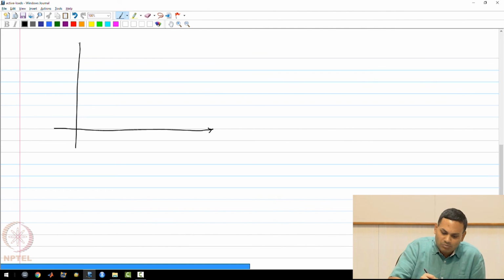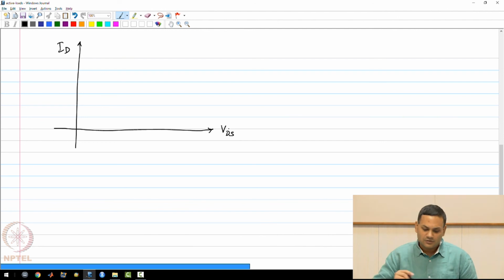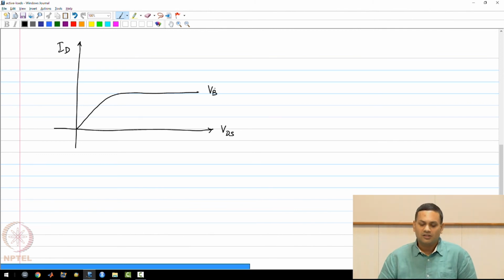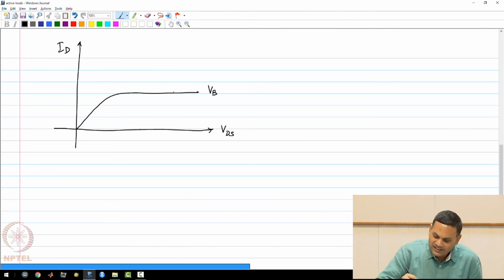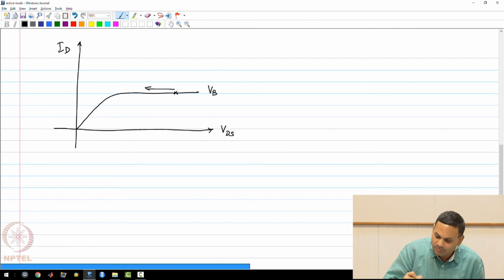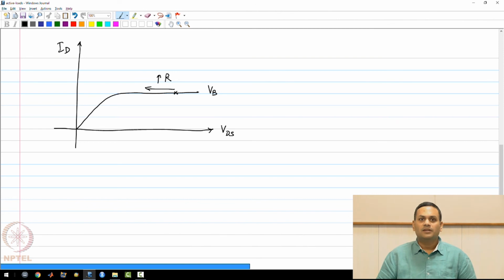I am going to show this on the plot of ID versus VDS. So we know that for a particular VB, the ID versus VDS plot looks like this, and initially I might have been biased somewhere here, VDD minus I0 RD, but now if I increase R for the same VB, I will move closer and closer to the triode. Let's say this was the triode boundary. I will move closer and closer to the triode boundary, which I do not want to do.